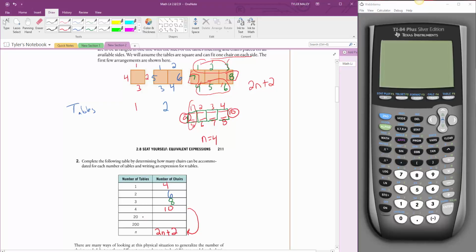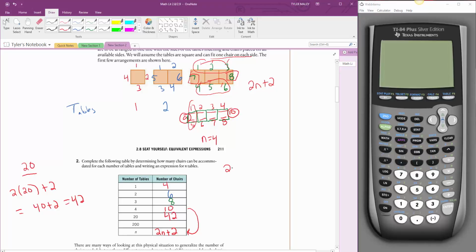So now I can begin to find what happens if I have 20. If I have 20 tables, I can just plug this in my formula. So I would have 2 times 20 plus 2. So this gives me 40 plus 2, which is 42. So we can have 42 chairs with 20 tables.